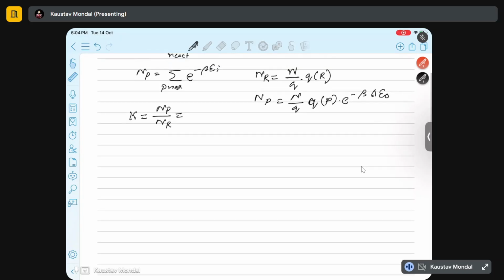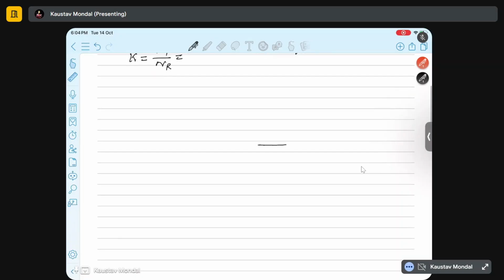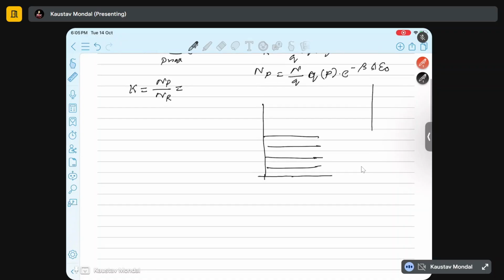So what is delta epsilon 0? Basically the products and reactant molecules are distributed like this. Let's suppose this is the energy distribution for reactant. So here these are energy distributed. And for product molecules, the distribution starts, the zero point energy distribution starts from a higher level compared to the ground state. So for product, the distribution starts like this. This is for the reactants and this is for the products. And this is the difference between their zero point energy levels.